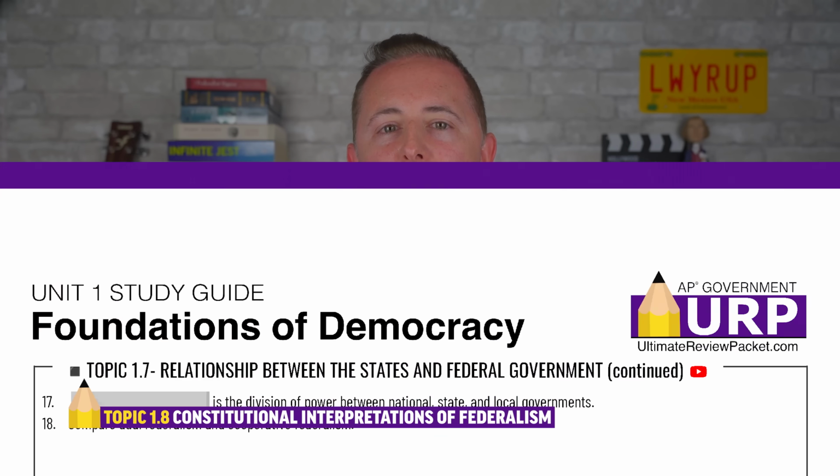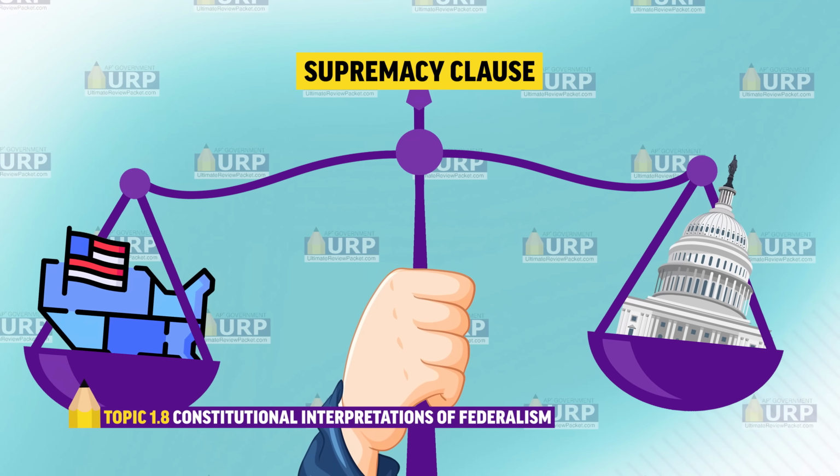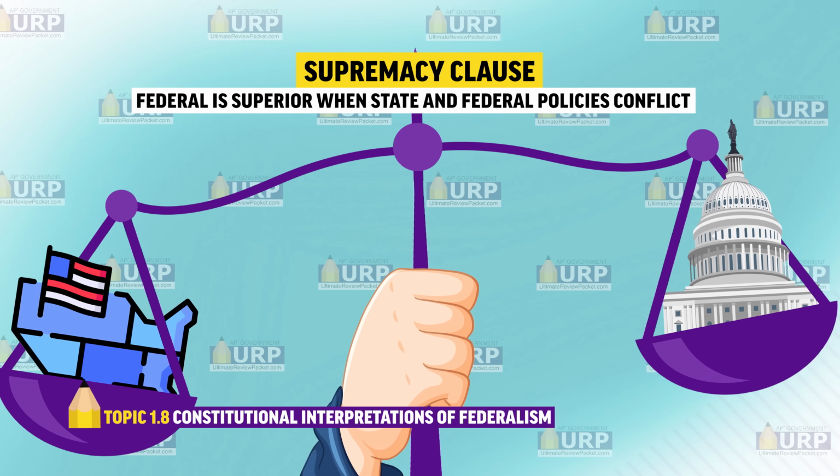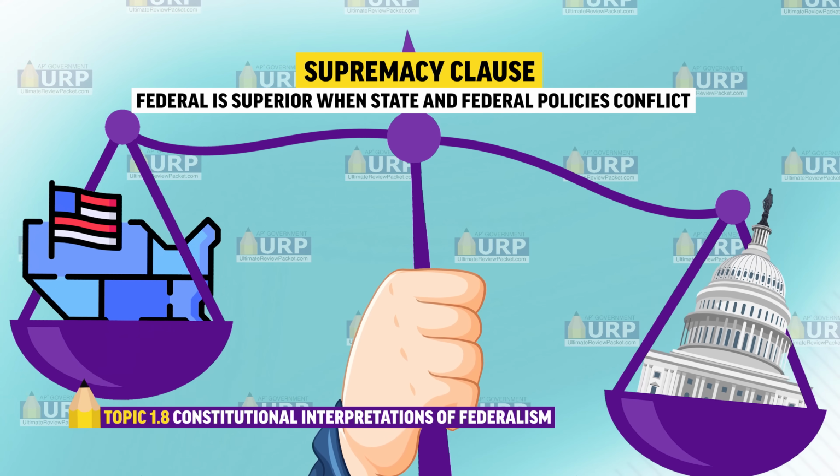The other major explanation for the growth of federal power can be traced to three key constitutional clauses. In Article 6 of the Constitution, the Supremacy Clause tells us that when there is a conflict between state and federal law, the federal law and constitution are superior.